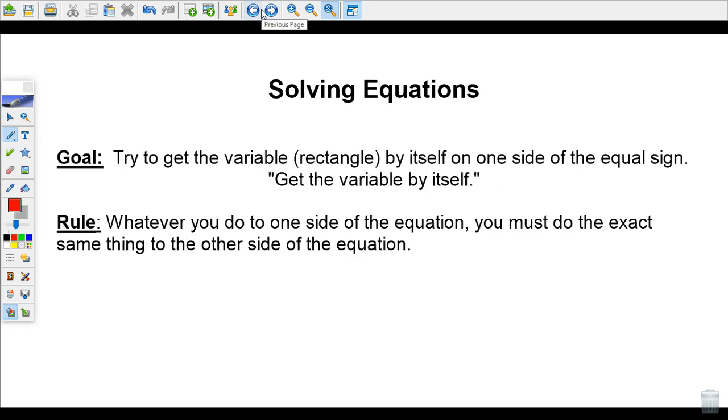In our last video, we talked about the balance, and that helped us develop this rule where whatever you do to one side of the equation, you have to do the exact same thing to the other side of the equation. Okay, so rule, whatever you do to one side, you must do to the other.